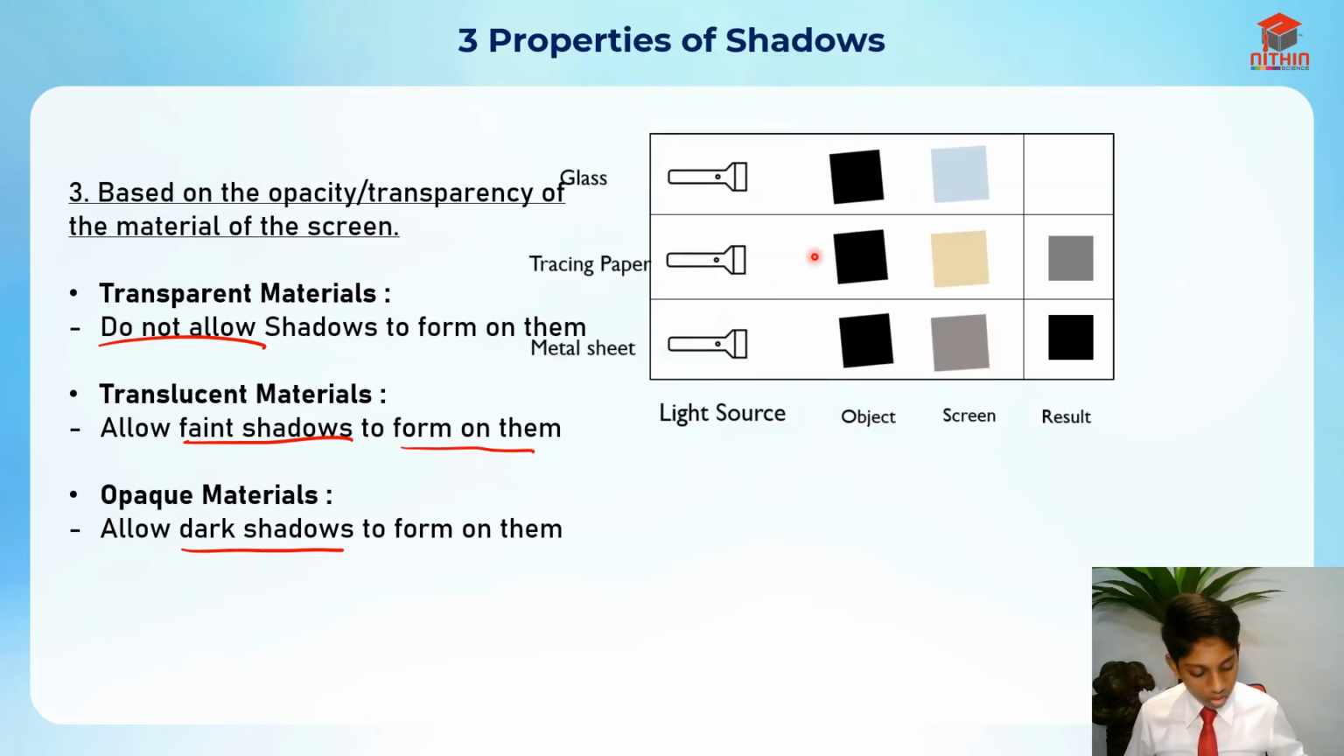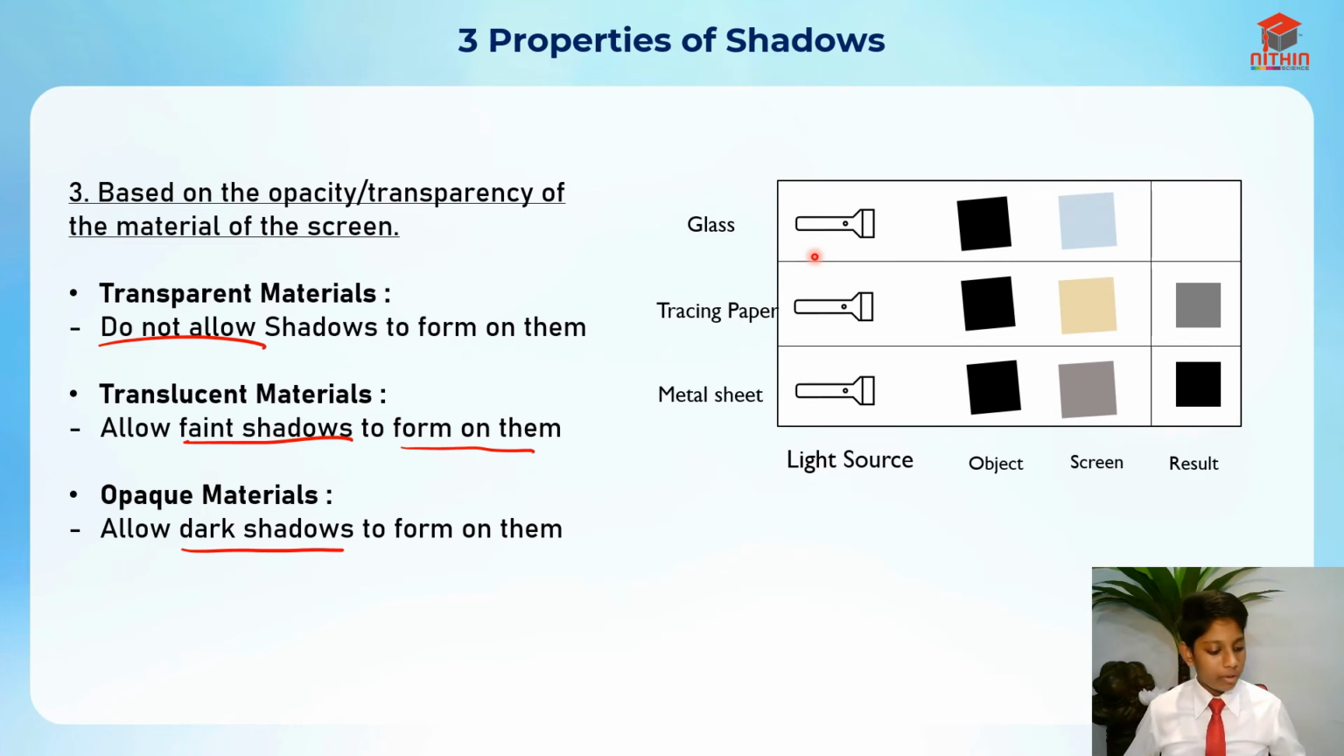If you take a look at this diagram that I've drawn, this is the torch, and over here is the same object. For glass there's no shadow. For tracing paper, this object over here is opaque, and this is a tracing paper. You'll cast a faint shadow over here, and when it's a metal sheet, you will cast a very dark shadow. So it depends on the material of the object and the screen as well. Now let's move on.